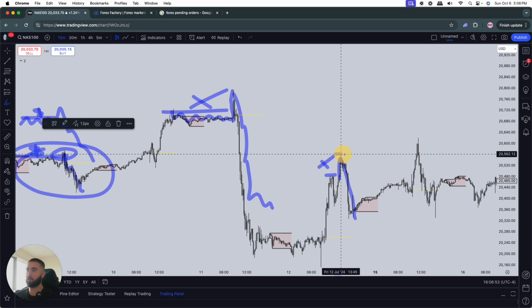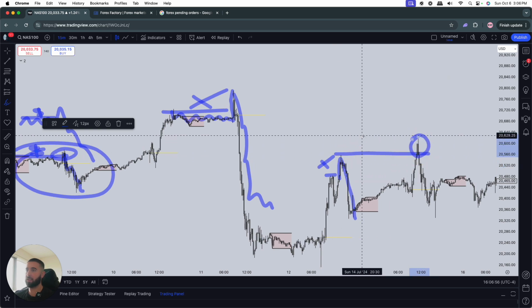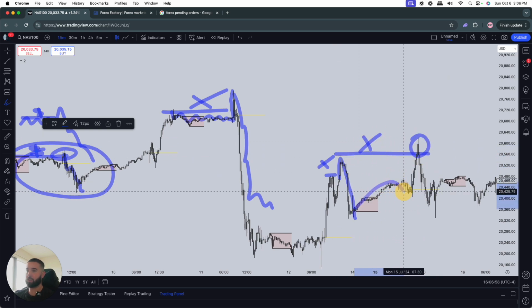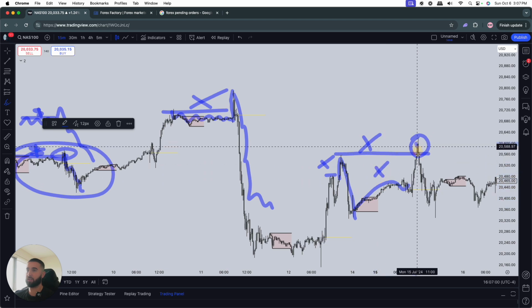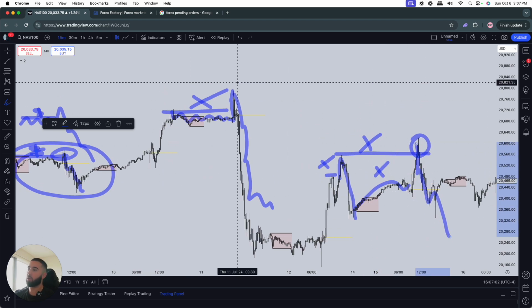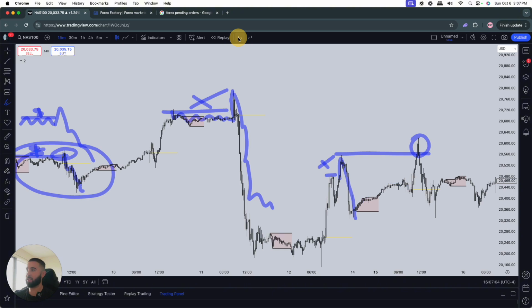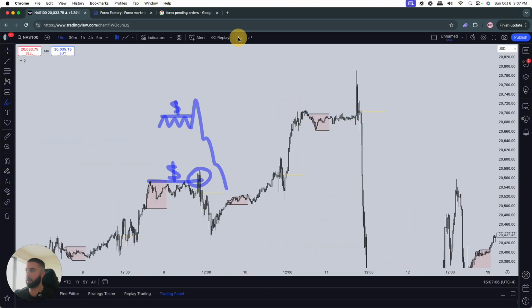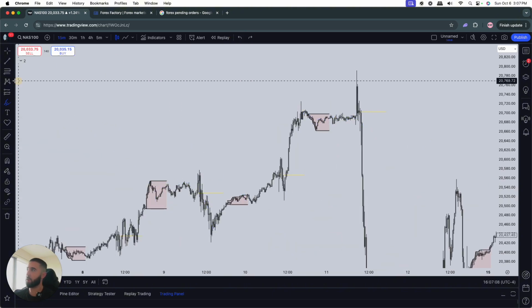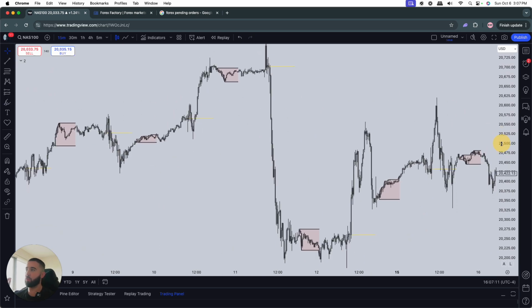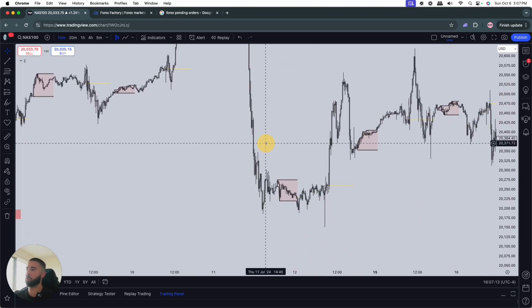Right here again, price grabs this high, as well as all these little stop losses above here, and then it drops. So over and over and over, both on the sell side and the buy side, you will see that liquidity, again, is that indicator of that first initial movement that's going to end up pushing price the other way.